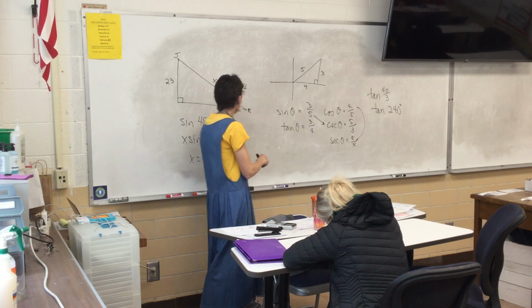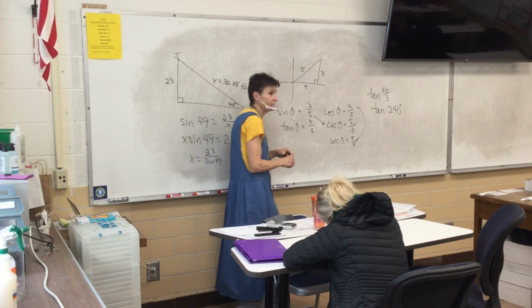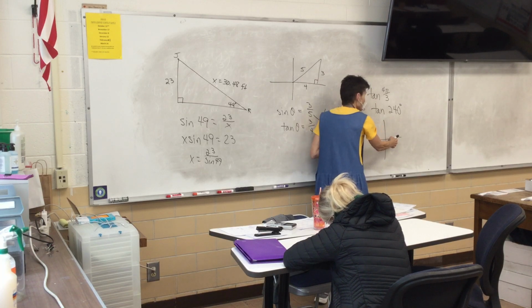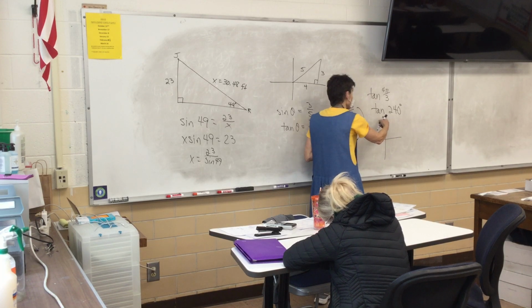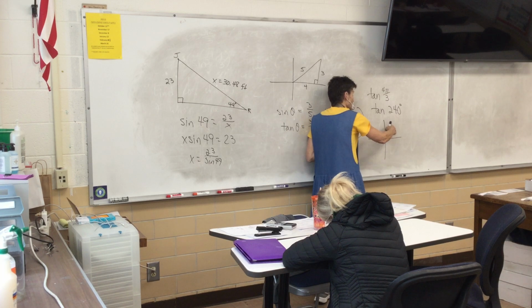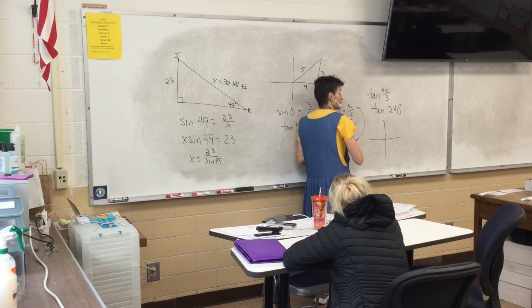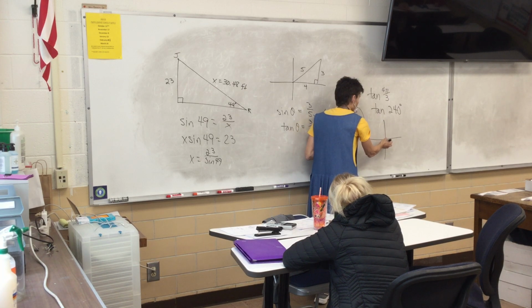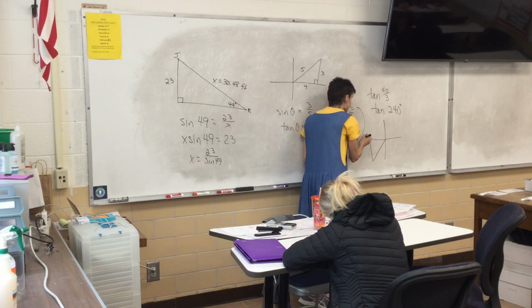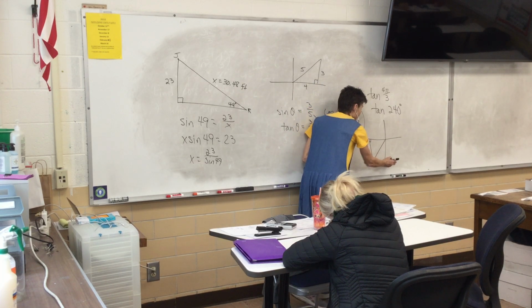So now I'll do what I've done in every problem. I'll draw a picture of it. So remember, you start here and go this way. So where will 240 be? Which quadrant am I going to put 240 in? Quadrant 3. Because 240 is between 180 and 270, right?